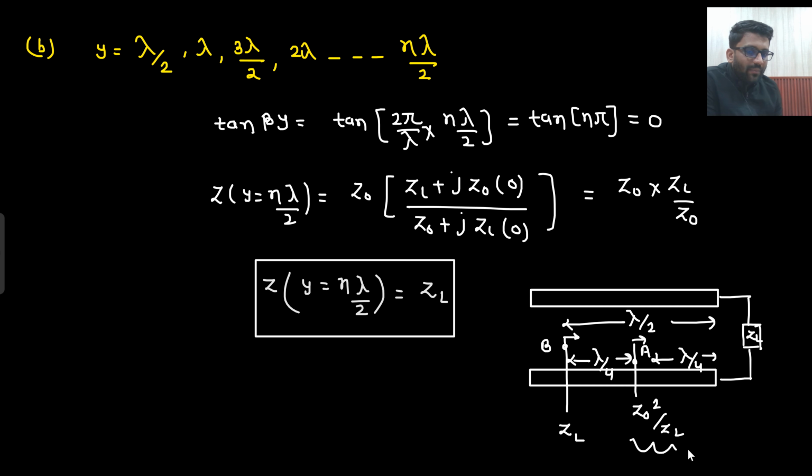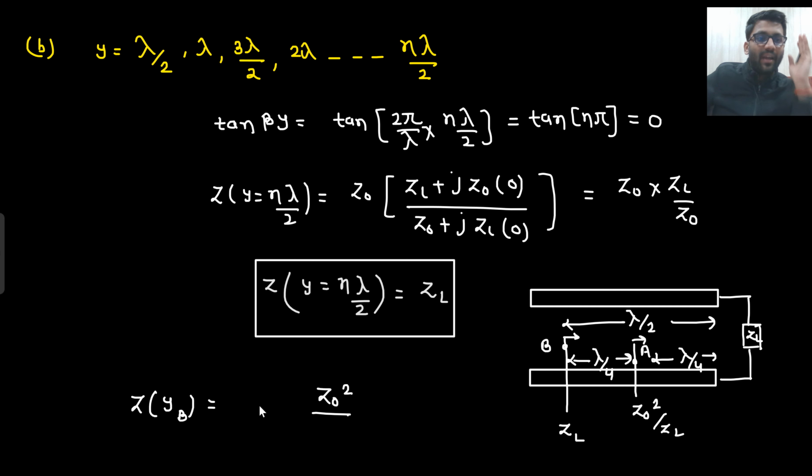At point A, what impedance do you see? Z0 square by ZL. Now on the transmission line, if I have worked for lambda by 4 from the load side, then what should be the impedance? The impedance should be Z0 square divided by whatever impedance I get here. Are you getting this point? What I am writing down is the impedance at point B.